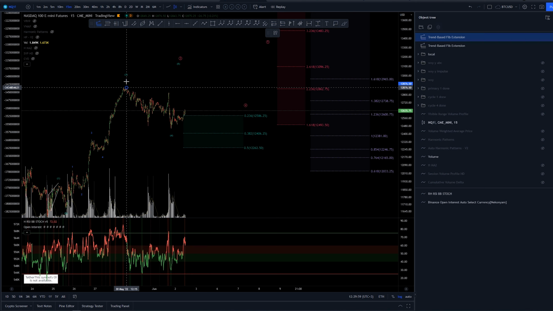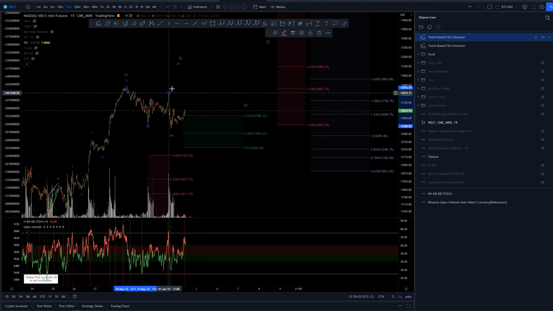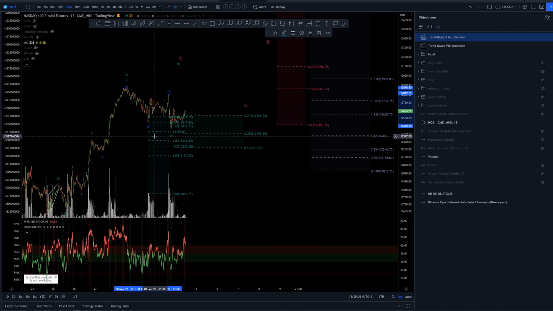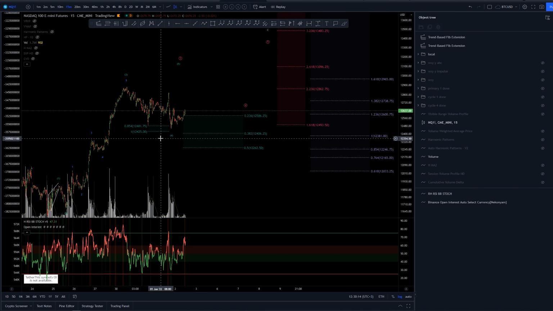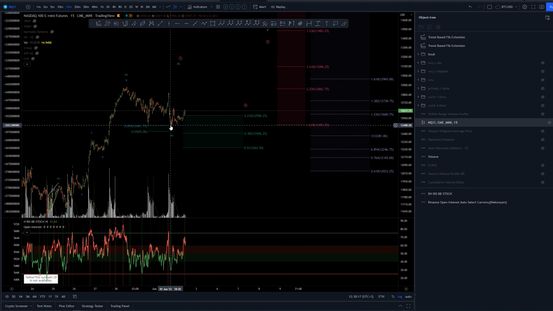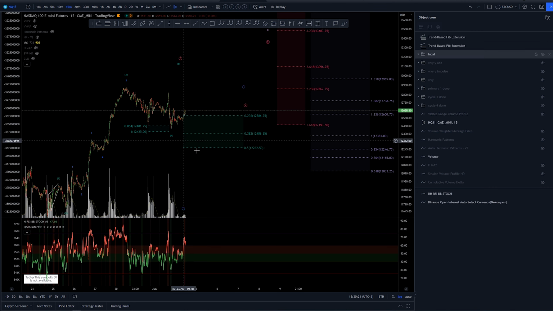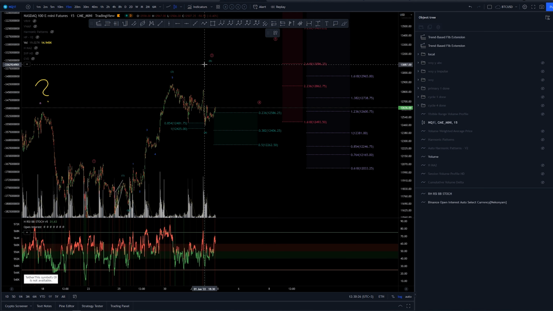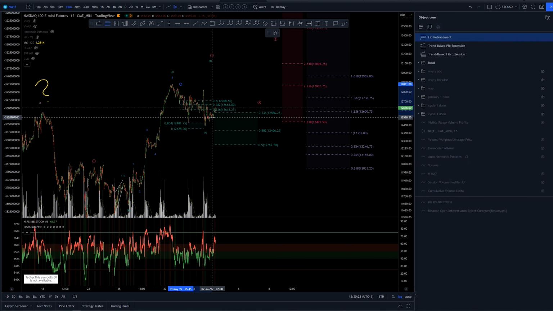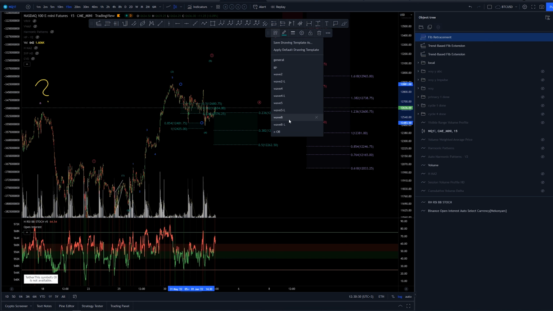Let's take a look at these extensions that we have here. Almost the one-to-one extension. Not quite though. So around 85.4 extension of the first leg. So that works out pretty well as well. Let's check out if this is actually an ABC or is this a WXY as well.